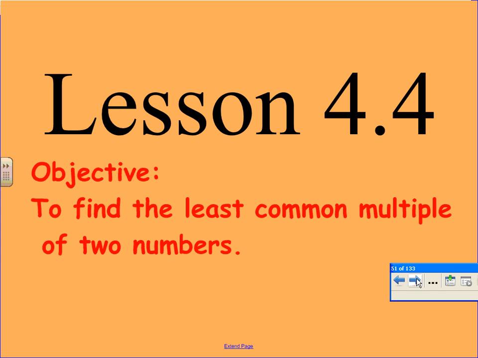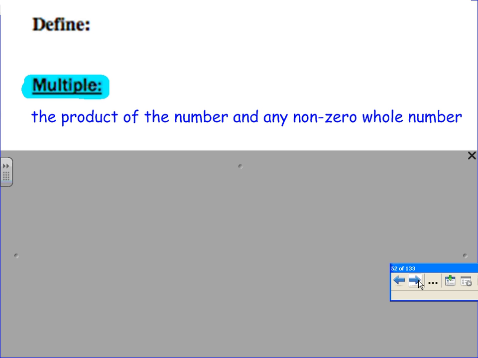So remember, GCF, when you make your prime factorization tree, you circle the prime numbers that they have in common on both sides. Okay? Is everyone with me? Some of you guys look really spaced out today. You guys all right? With me? Okay. Let's start with a couple definitions, okay? First one is multiple. A multiple is the product of the number and any non-zero whole number. So a multiple is the product of the number and any non-zero whole number.